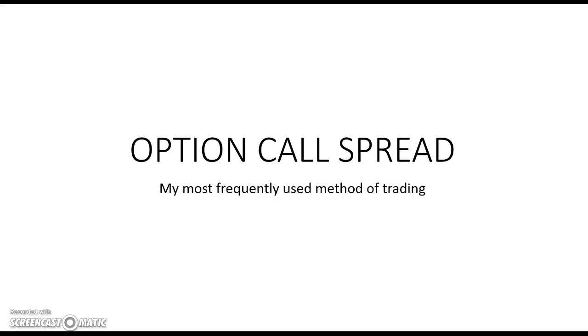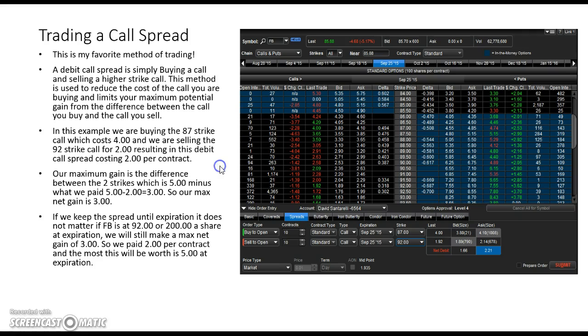This is an option debit call spread, which is my most frequently used method of trading options. Trading a call spread. This is my favorite method of trading. A debit call spread is simply buying a call and selling a higher strike call. This method is used to reduce the cost of a call you are buying and limits your maximum potential gain from the difference between the call you buy and the call you sell.